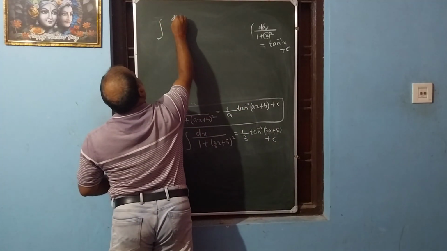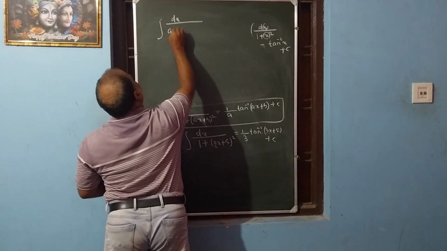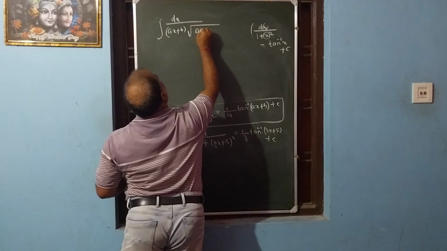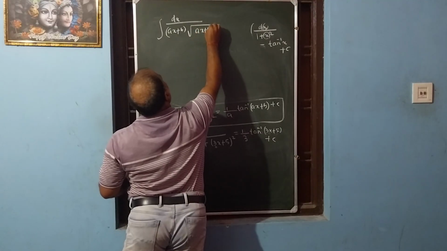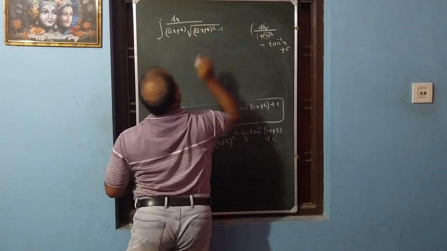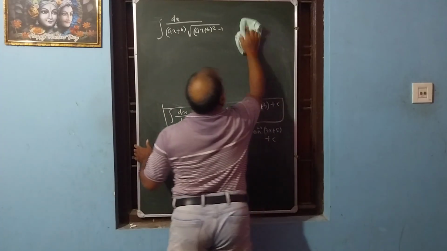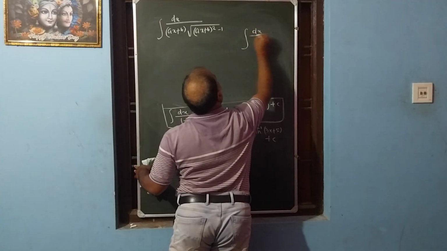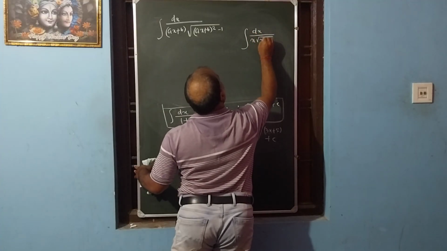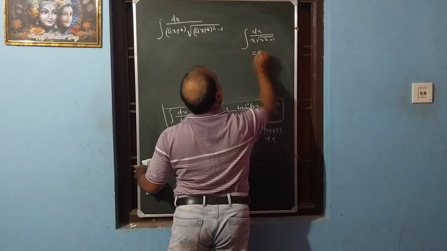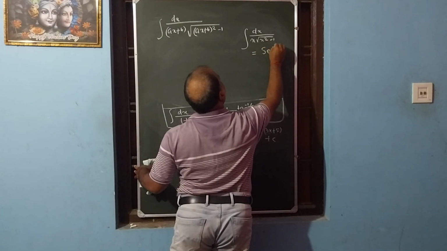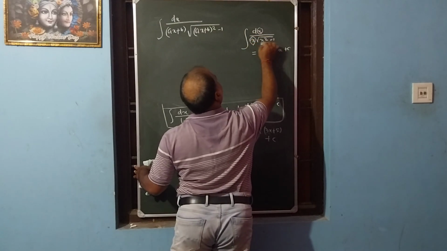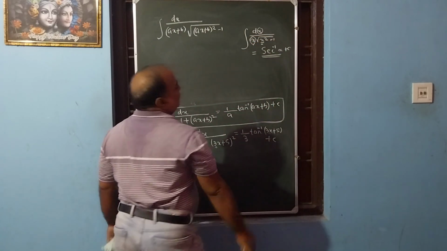Integration of dx upon (ax plus b) root over of (ax plus b) whole square minus 1. So we know that integration of dx by x into root of x square minus 1 is equal to sec inverse x plus c. Here it is x, here it is also x. So the integral value will be sec inverse x.